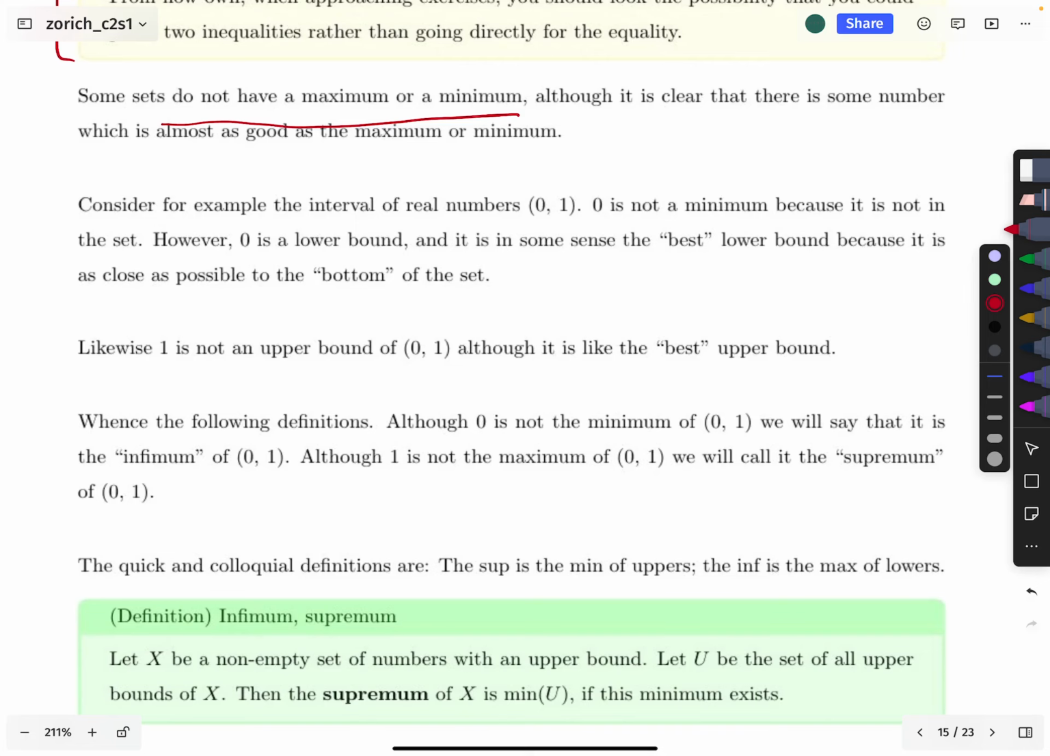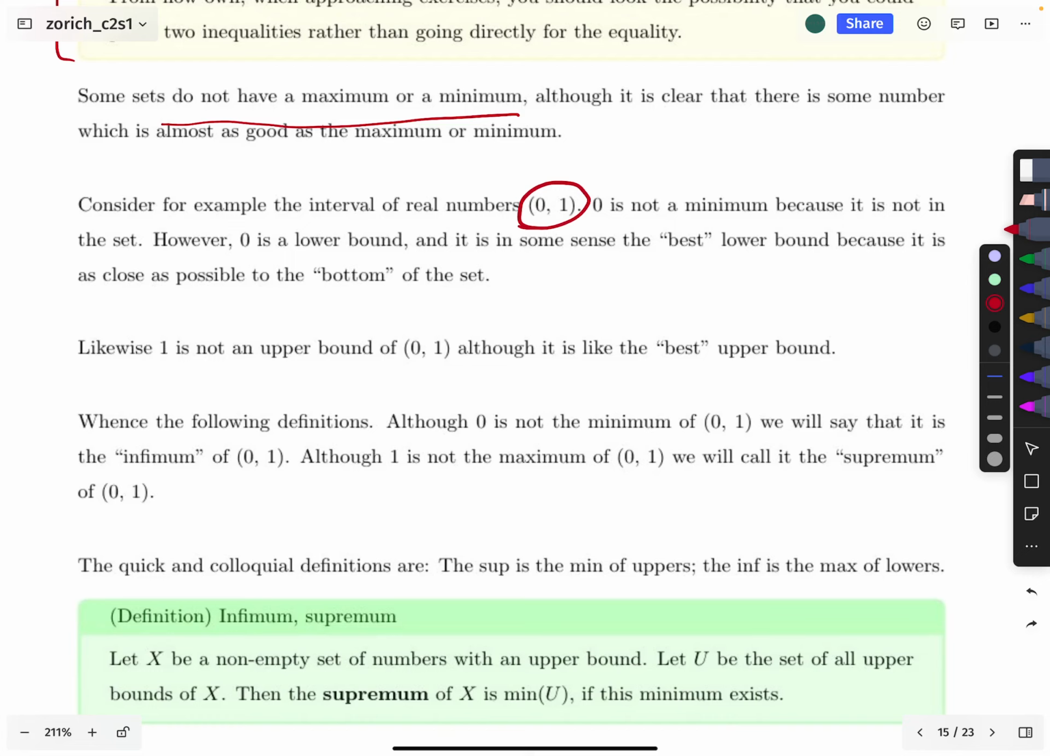So take, for instance, the set of real numbers between 0 and 1 strictly, so that 0 is not in the set, and therefore it is not a minimum of the set. However, in some sense, 0 somehow still characterizes the lower end of the set the way that you would hope the minimum does, but it's just technically not the minimum.